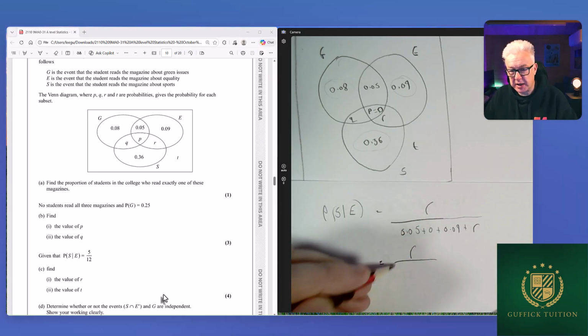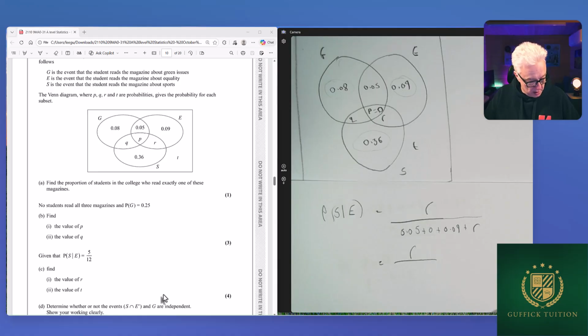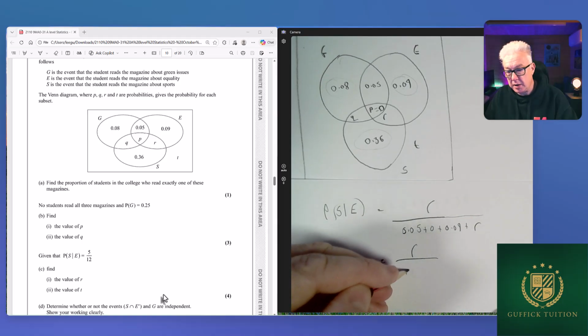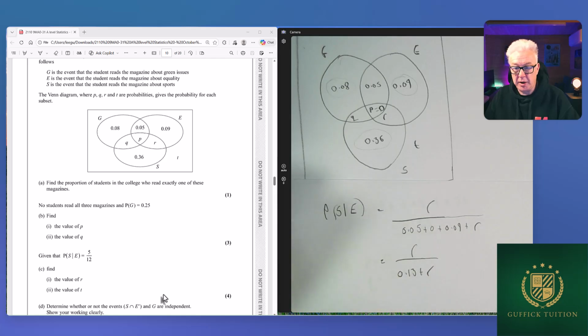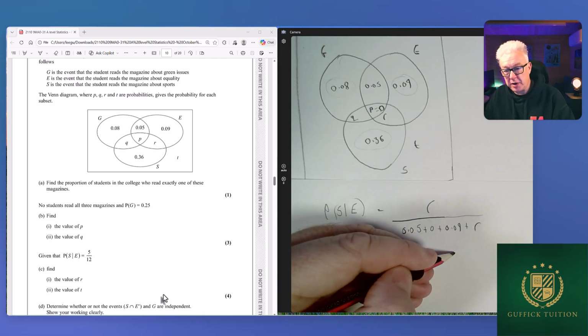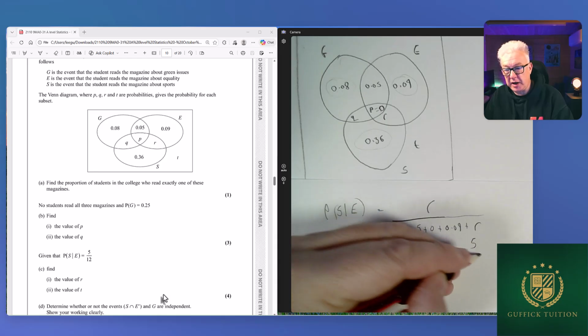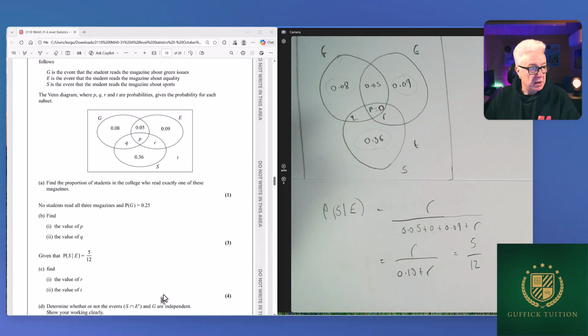So let's just see what that gives us. So that is R over 0.05 plus 0.08, which is 0.13. So we have 0.13 there, plus R, over R. So that's our way of working out S given E. Now we're told in the question that this is equal to 5/12, okay? So if this is equal to 5/12, then what we can do now is multiply. Oh, let me just double check this.